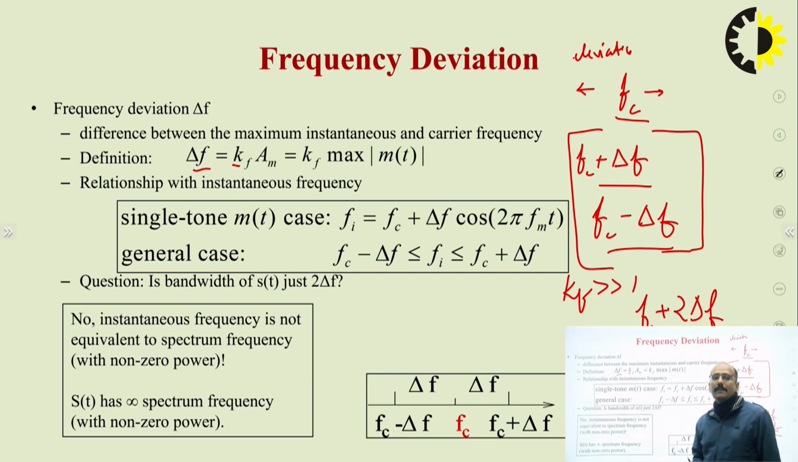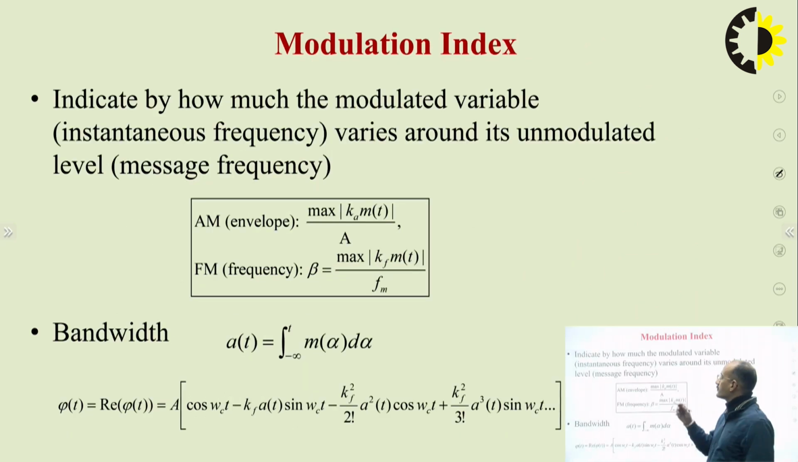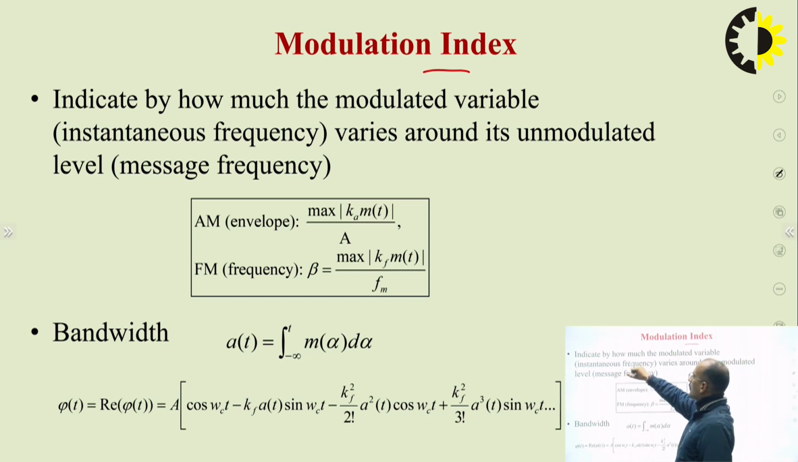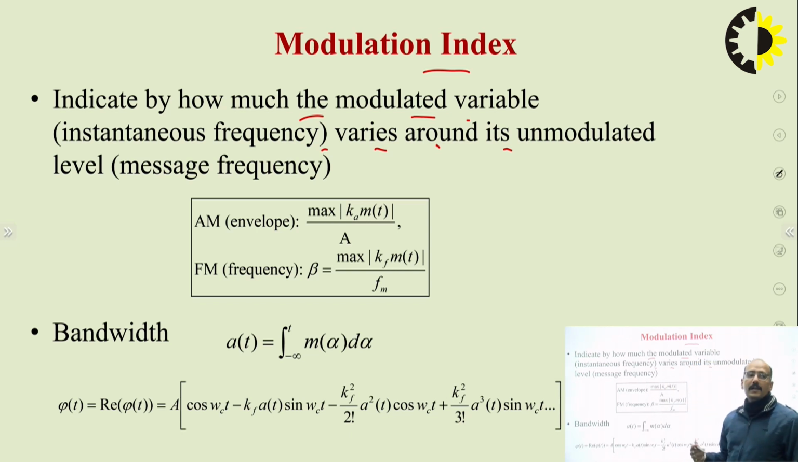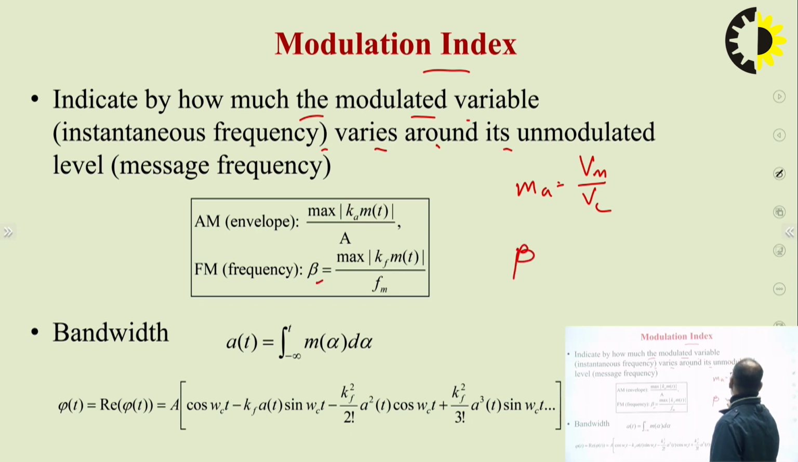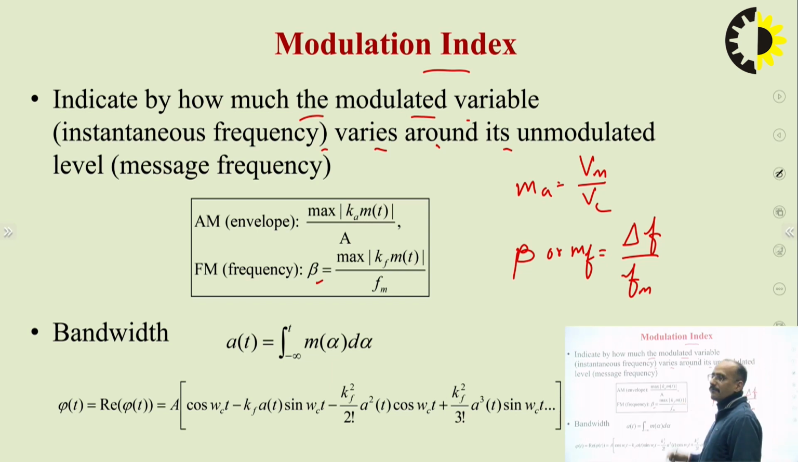Now, similar to the discussion we had earlier on amplitude modulation, there we defined the modulation index for AM, which tells how much modulation is taking place. Similarly, in FM we use a modulation index, which indicates by how much the modulated instantaneous frequency varies around its unmodulated level. For AM, I already told you, the modulation index is ma equal to Vm by Vc, whereas for frequency it is beta, or mf, which is the deviation divided by the message frequency, where the deviation is the maximum value of kf m(t).